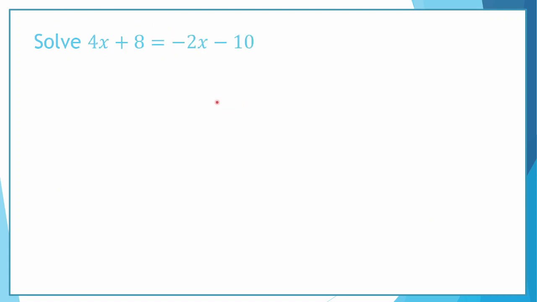So here's our next example. So we've got solve 4x plus 8 equals minus 2x minus 10. So this is pretty much the same as the previous examples, but all that's really different here is that we're starting off with an x term on our left side, and the next term on our right side.